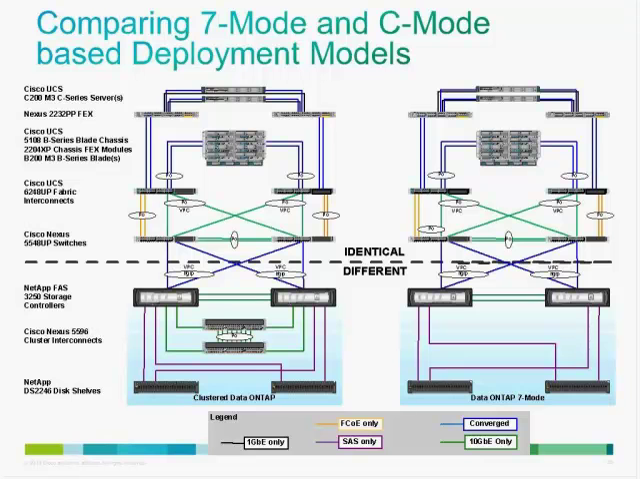The difference between the 7-Mode and the C-Mode, besides the configuration on the storage side, just looking at it physically, is fairly simple. As you can see, the only difference between the two designs occurs at the storage layer. The compute and the network layers are pretty much the same, but at the storage layer, we have additional switches providing connectivity between the cluster nodes. That's the only physical difference between the two modes. Besides that, the physical connectivity and configuration for the most part is the same.